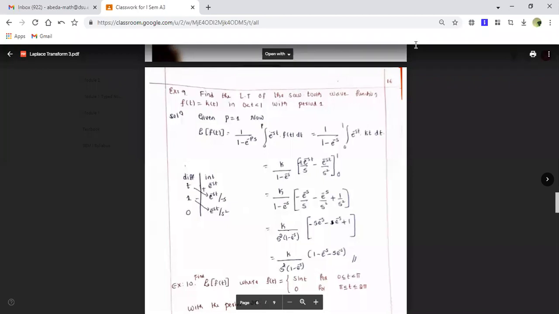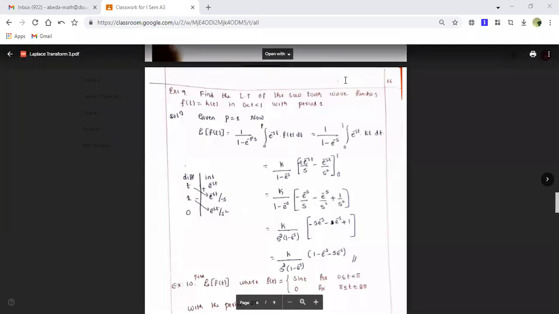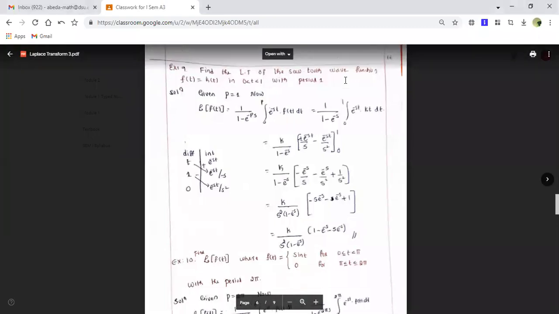Here, find the Laplace transform of the sawtooth wave function. Actually, the names are a little funny, but these are important functions when you study wavelet theory. So here it's a sawtooth wave function, which is defined as f of t is equal to kt, where t is lying between 0 and 1 with the period 1. So here p is given as 1. It's a simple function. They've given f of t is equal to kt.